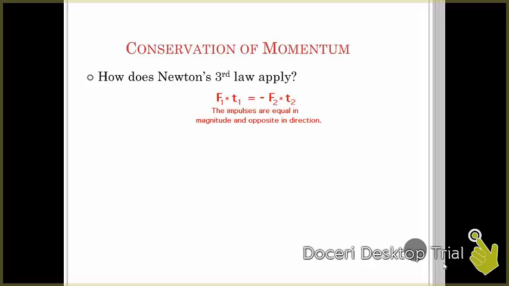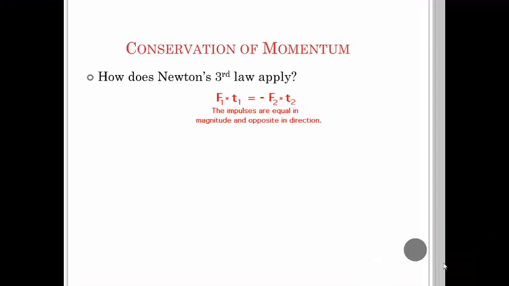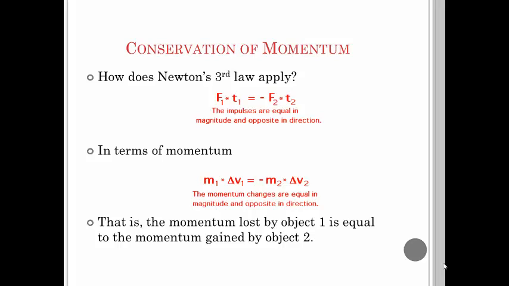The impulses acting on each object involved in a collision are going to be equal in magnitude and opposite in direction. In terms of momentum, the momentum changes are going to be equal. What one object gains in momentum, the other object loses in momentum. So the magnitude is going to be the same, but it's going to happen in an opposite direction.